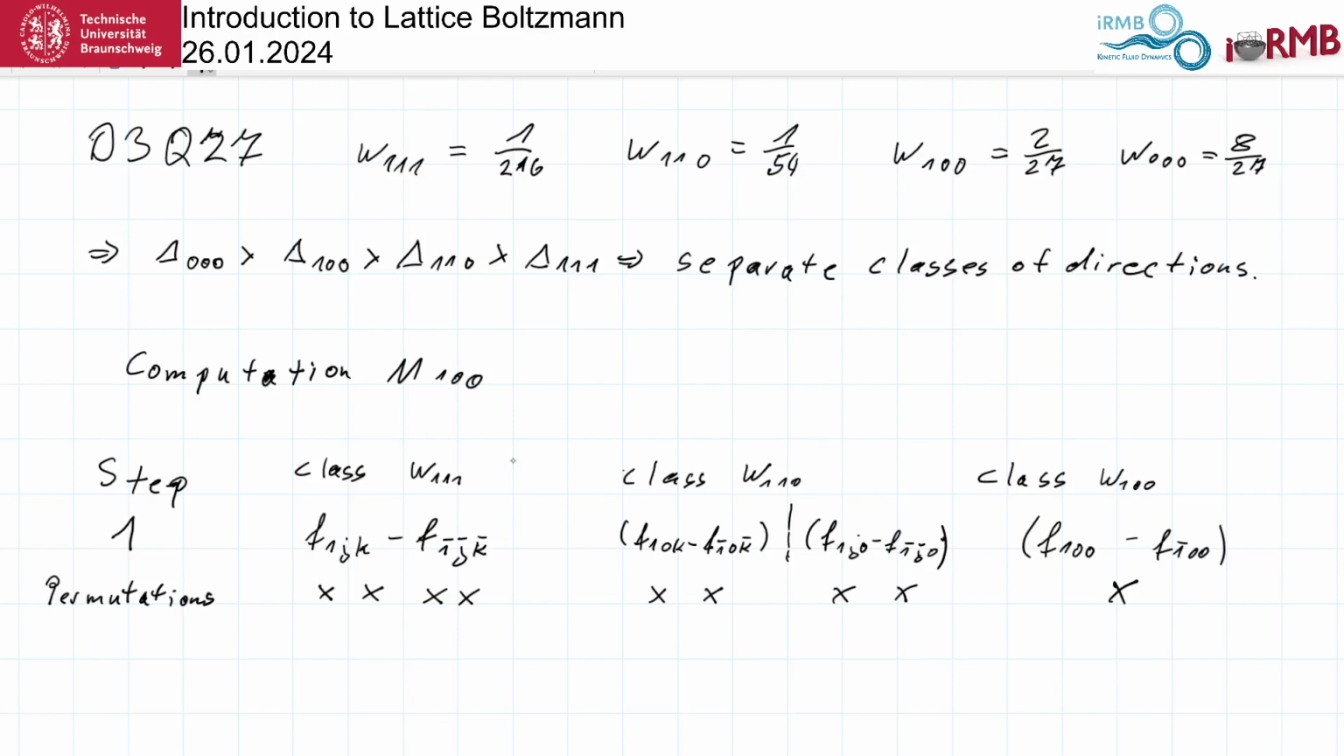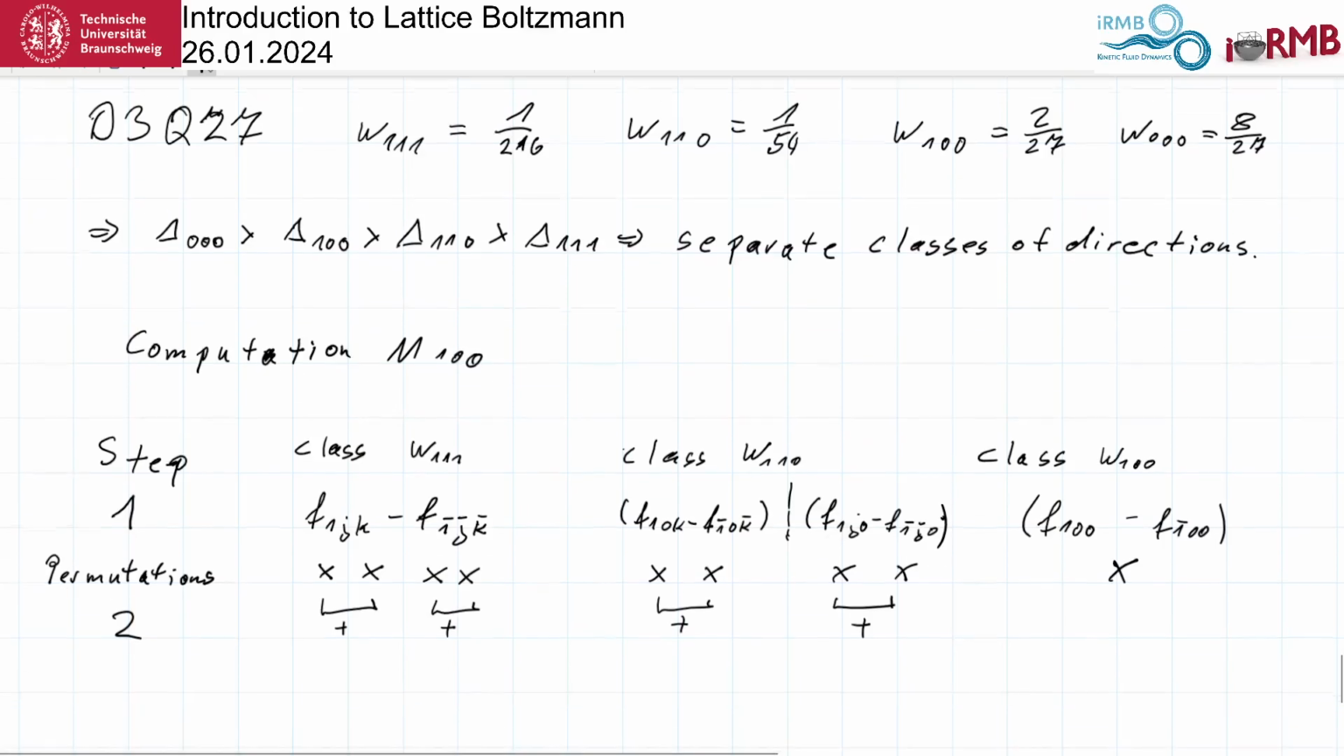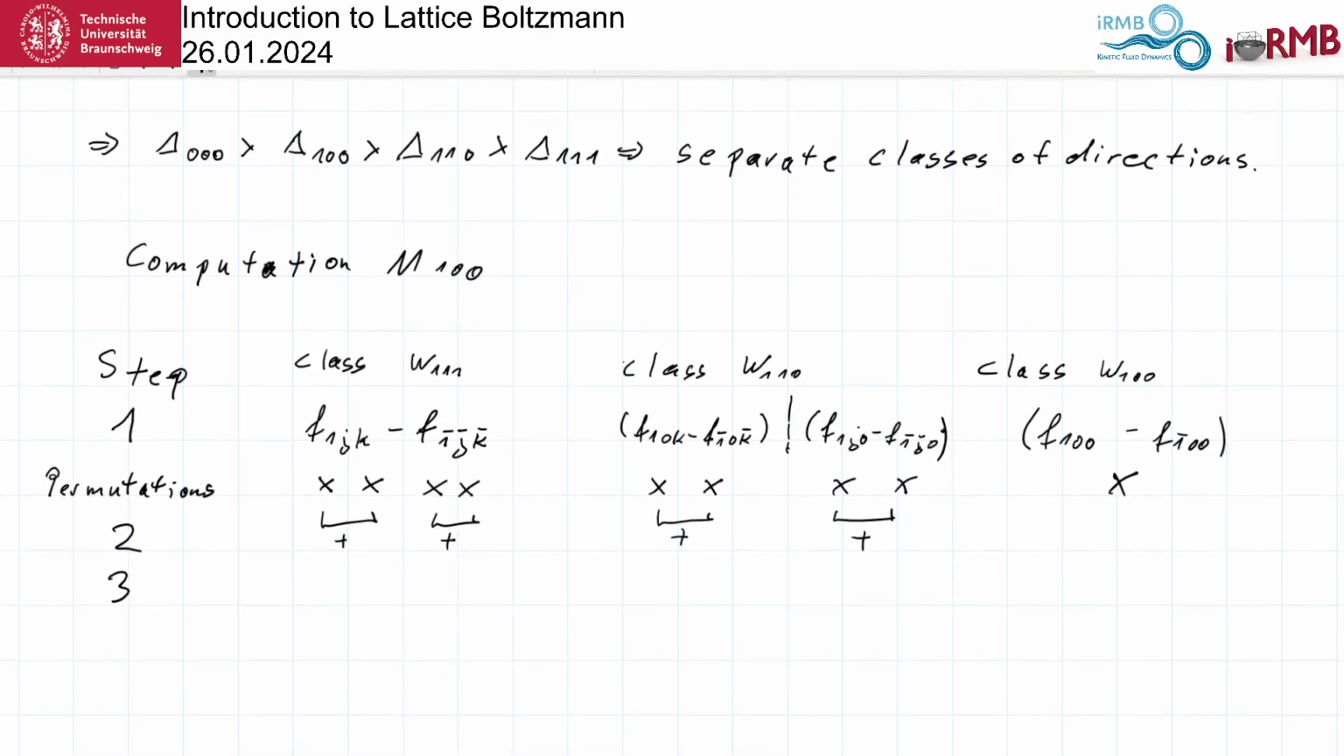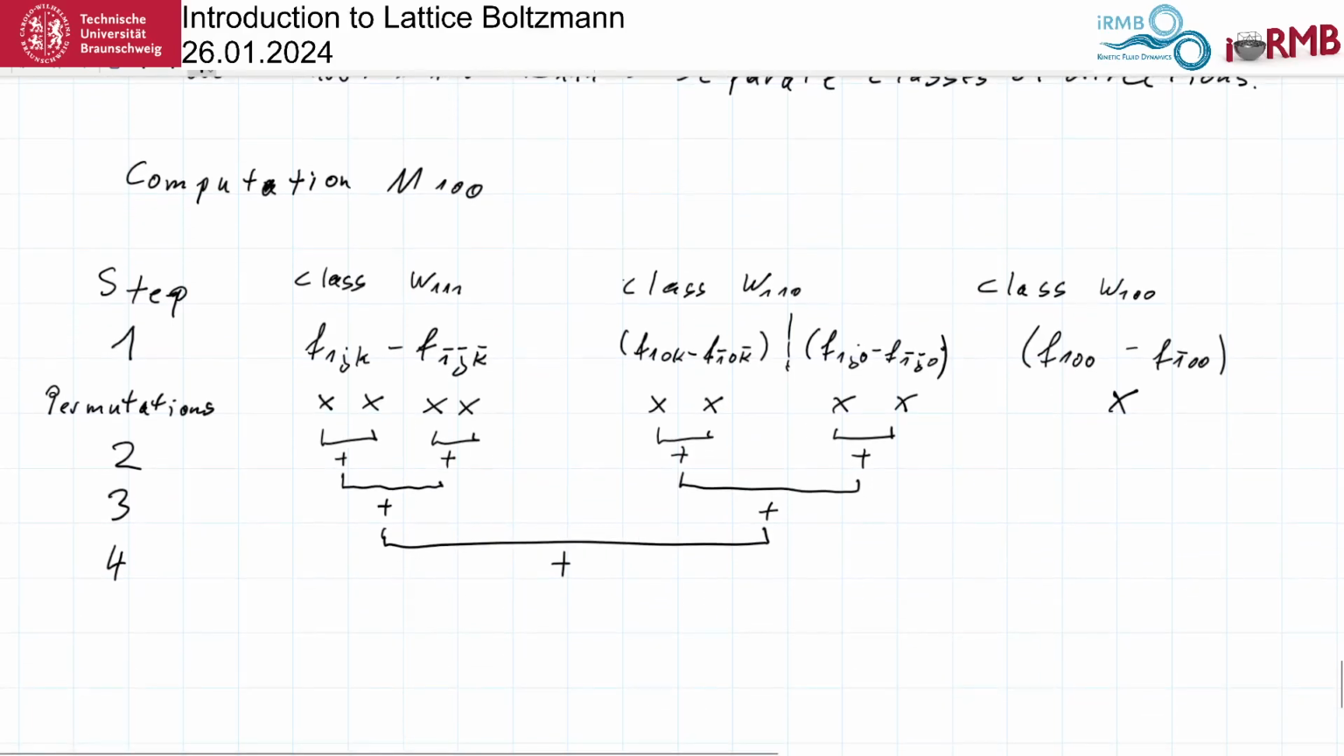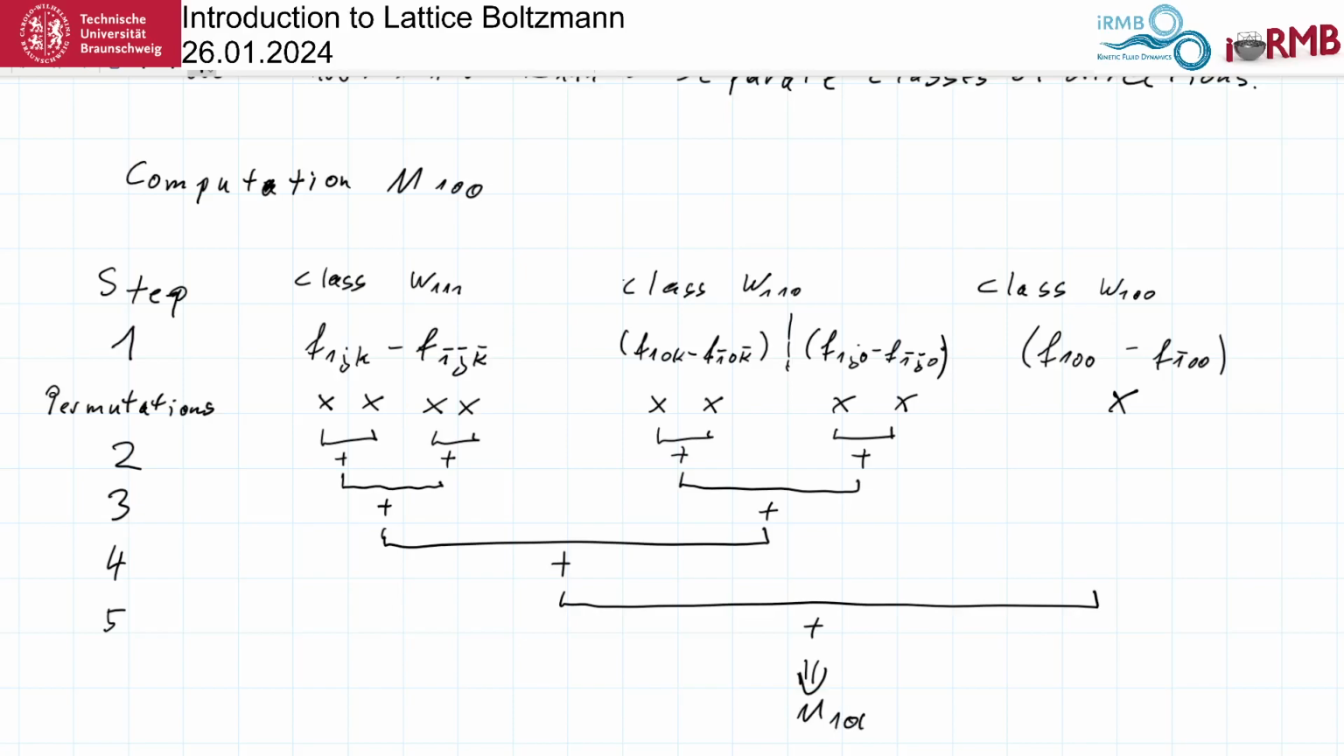So we'll add these 2, and we'll add these 2. And this is step number 2. We'll also add these 2 and add these 2. And here we don't add anything. So then we come to step 3, where we add these 2 and we add these 2. Then comes step 4, where we add these 2, and then finally we come to step 5, where we add these, and so we come to the M100.